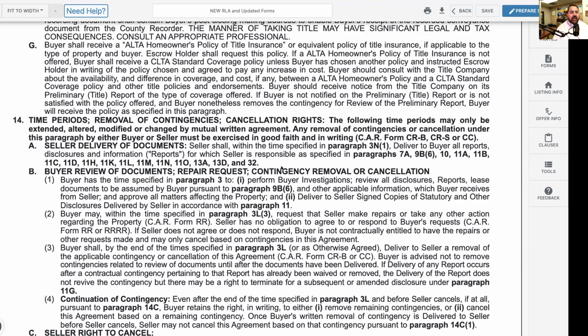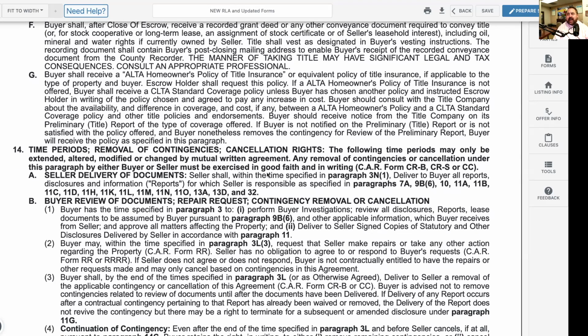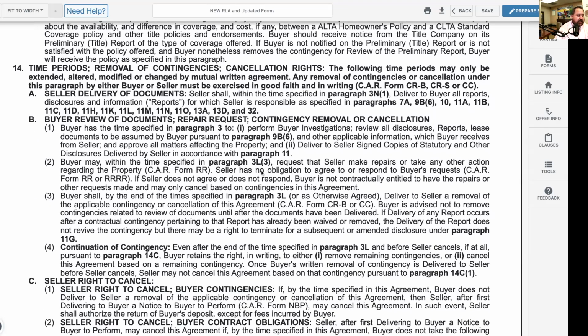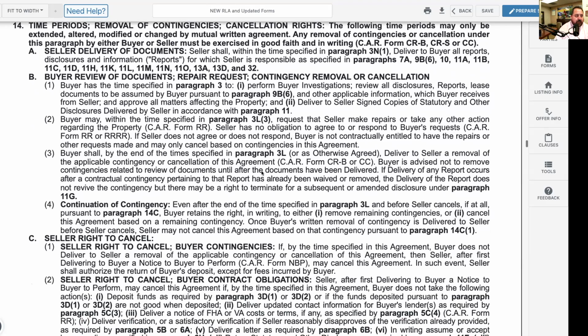So paragraph 7A, paragraph 9B6, paragraph 10, paragraph 11A, 11B, 11C, 11D, 11H, 11K, 11L, 11M, 11N, 11O, 13A, 13D, and 32, right? So if you want to know, you could just go back to those paragraphs and see what documents are referenced there, and that's everything that has to be delivered by the seller to the buyer within the 7 days. The buyer has the right to review all of those documents, and if my seller's late on the delivery of those, the contingency period for the buyer to review those or 5 days after they receive them, whichever is greater, is still when the contingency has to be removed, right?